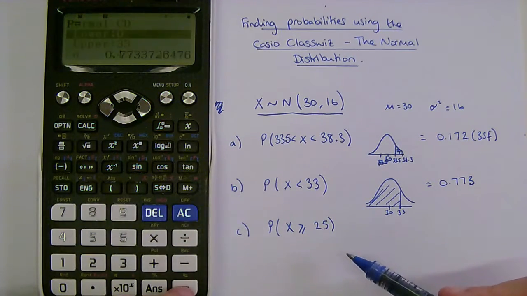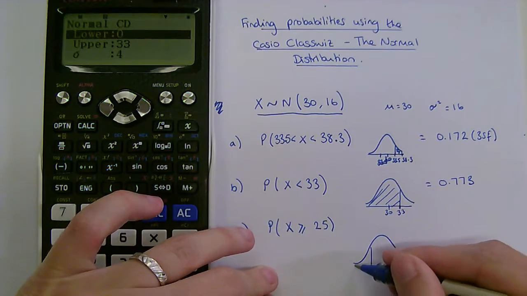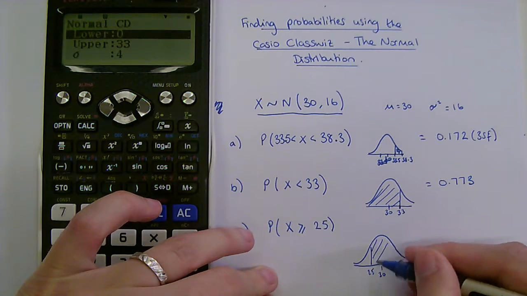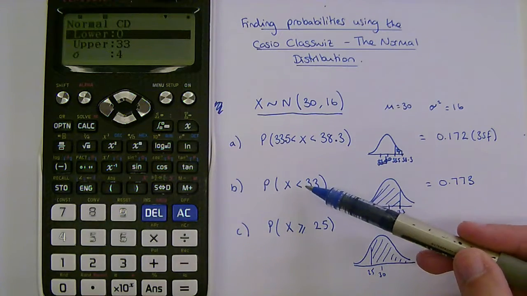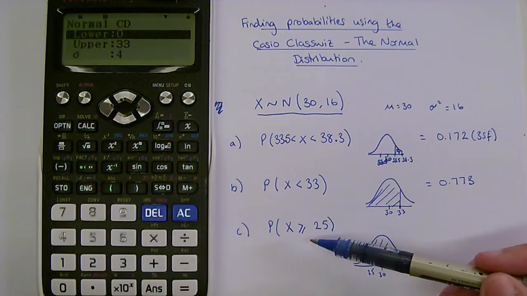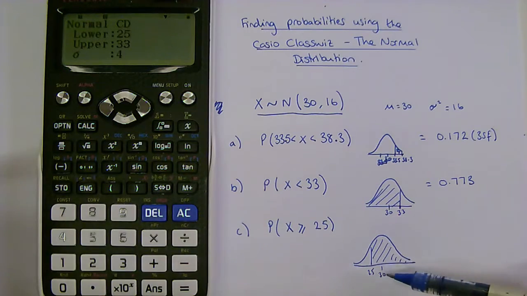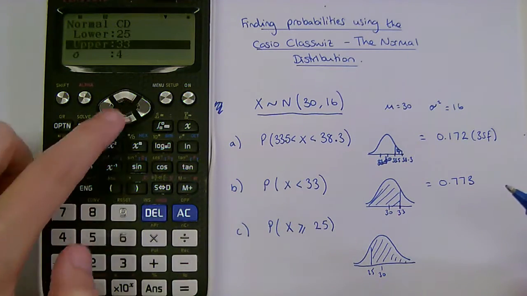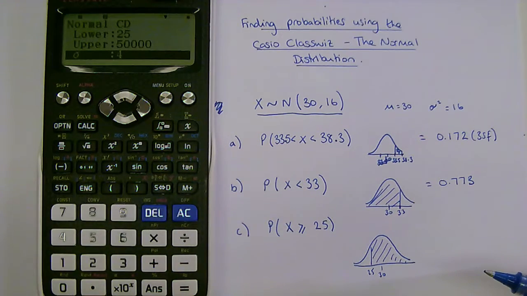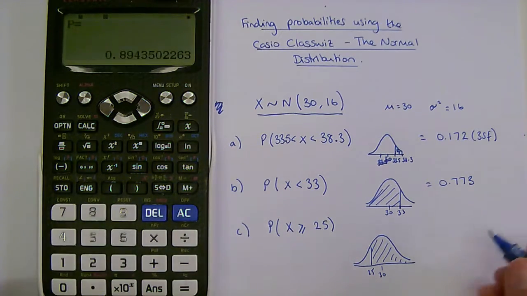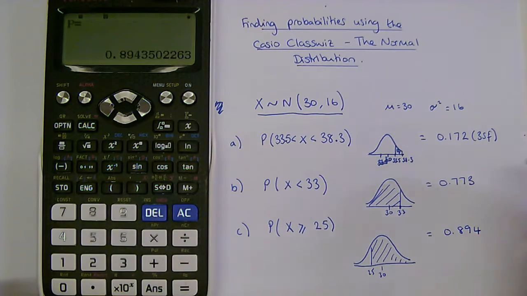And then for the last part, it's a greater than or equal to question, so we want 25 or more. Now, because it's a continuous distribution, the fact that this has an or equal to sign and this one didn't, if it's just a normal distribution, then there is absolutely no difference between these questions. We're still going to put 25 in this case as our lower bound, and we're going to put a really big number in for our upper bound, and that will work out this area. So this one's 0.894. So that's how you would answer those types.